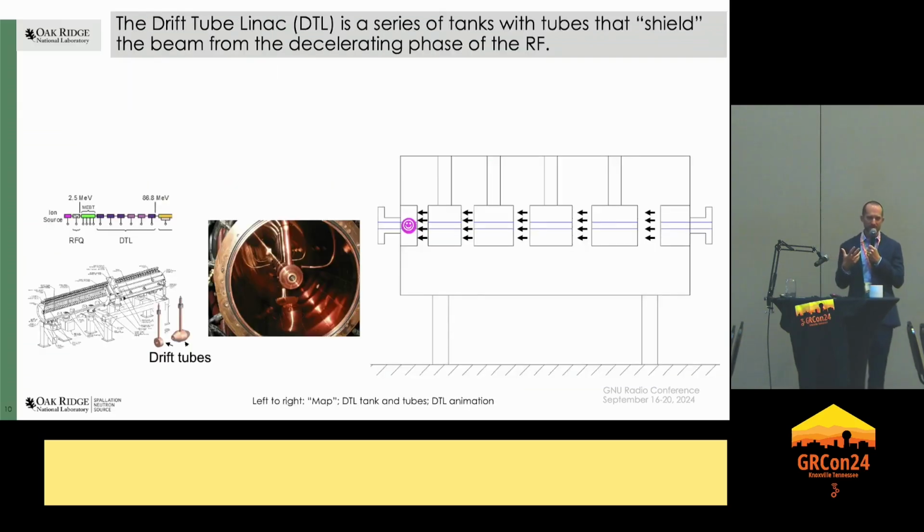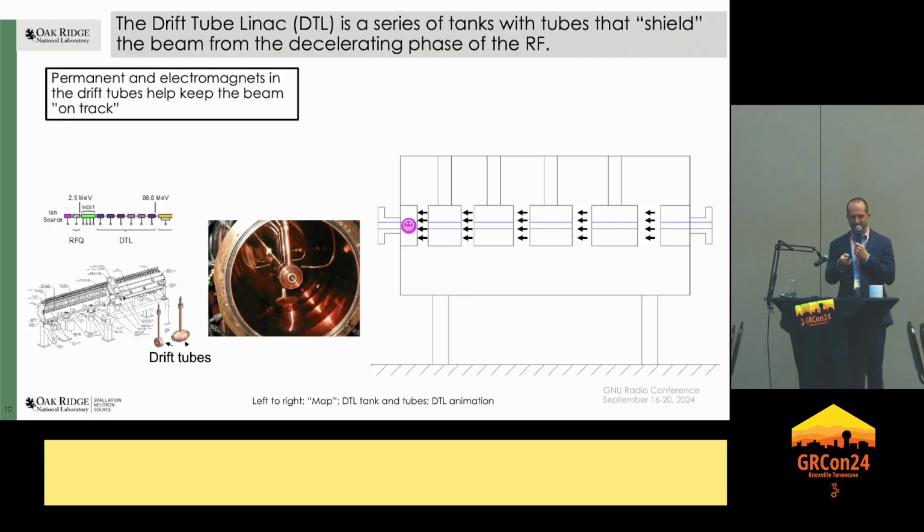So the drift tube Linac, or the DTL, is really nothing more than a series of tanks. Inside these tanks, we quite literally have tubes. And what those tubes do is actually shield the charged particle from the incorrect phase of the RF. And so they're not just dumb tubes. They actually do have magnets in them in some cases, either electromagnets or permanent magnets, and we use that because these are pretty long tanks, and the beam starts to diverge and get off track, so we use those to help keep the particles where they're supposed to go.